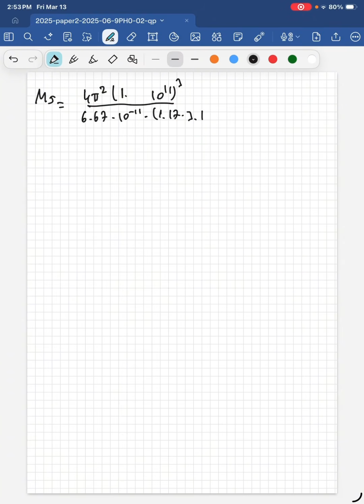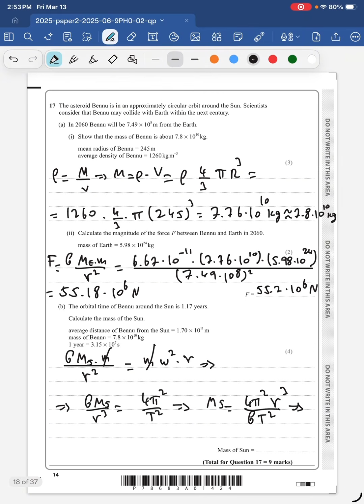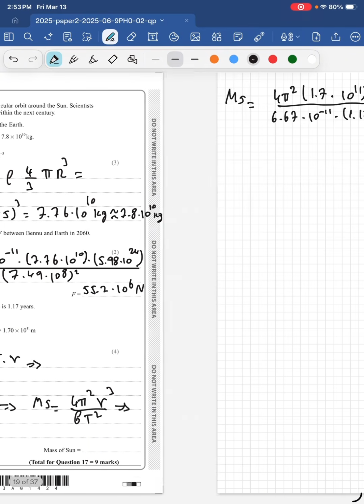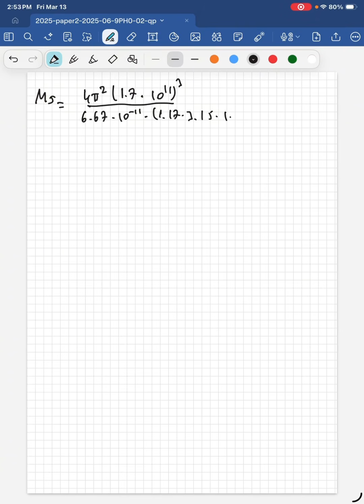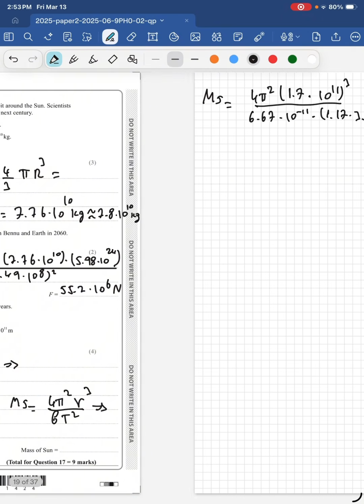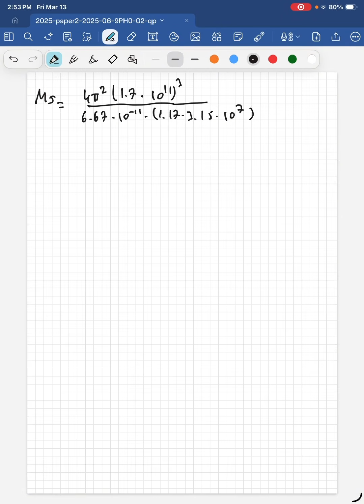I'm sorry. So 1.7 times 10 to the 11, cubed, that's the distance. And then in the denominator, we have 1.17, which is the period. And then we have to multiply by 3.15 times 10 to the 7 seconds to convert the year to seconds. And this yields 2.14 times 10 to the 30 kilograms, and that's the answer. All right.